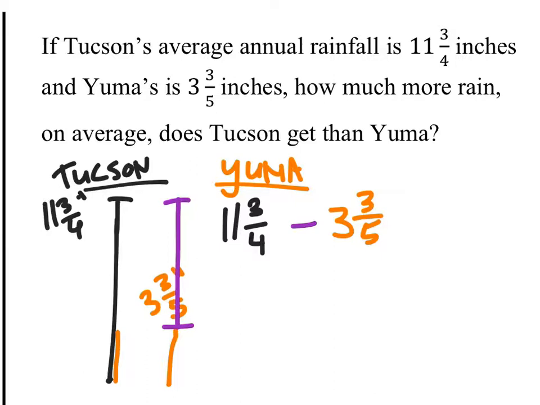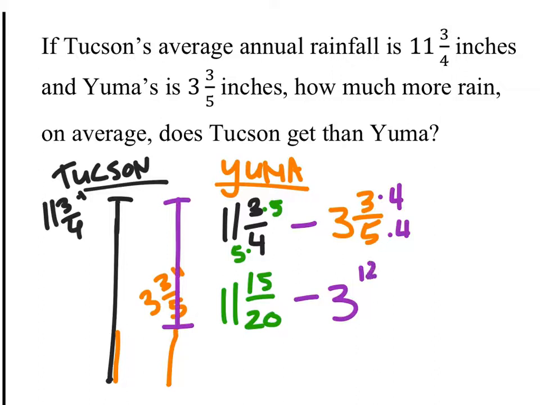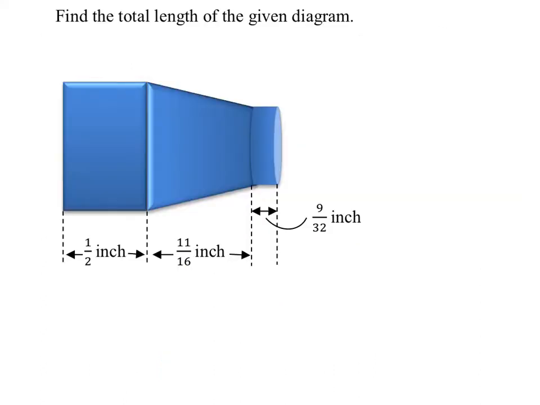Now, to do that, I am going to change the denominators to be the same. So instead of 11 3/4, I'm going to show this as 11 15/20. And then over here, instead of 3 3/5, it is now going to be 3 12/20.